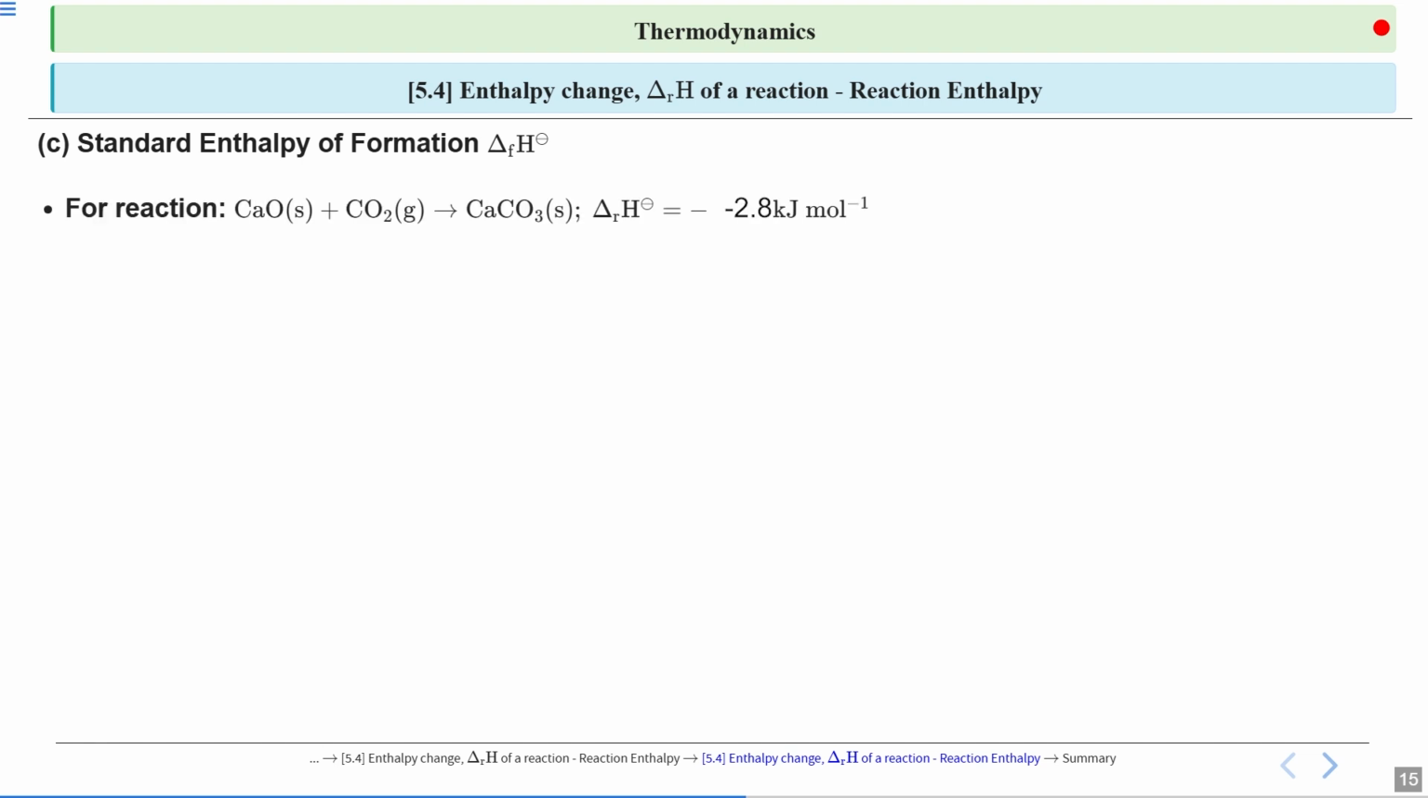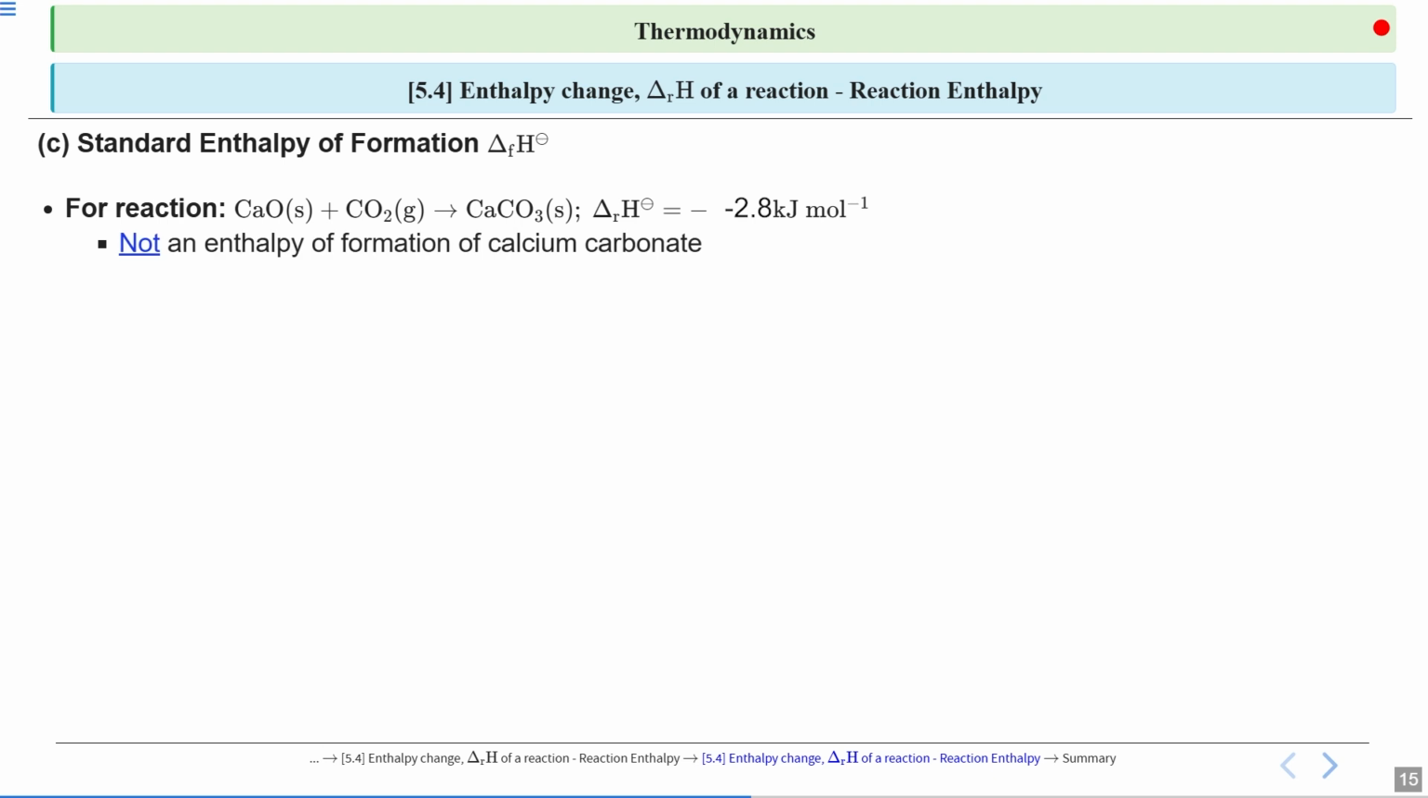Let us move to a different example, which is the reaction of calcium oxide and carbon dioxide to form calcium carbonate. Now, is this reaction a standard enthalpy of formation? No. If you consider the enthalpy of reaction for this condition, it will not be equal to the standard enthalpy of formation. What is the reason? Let's see.